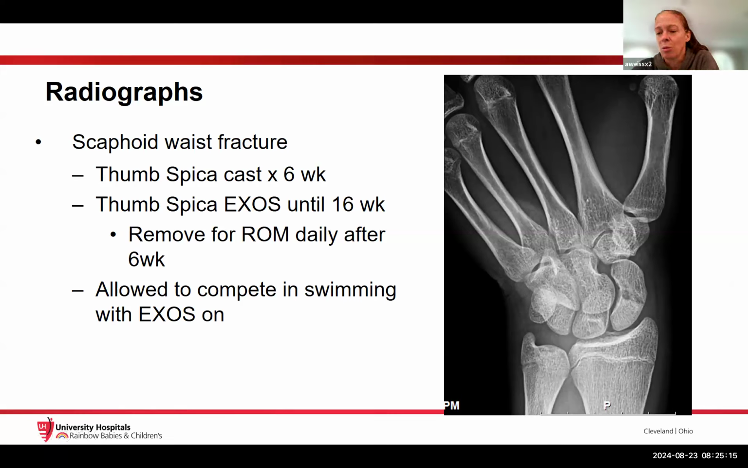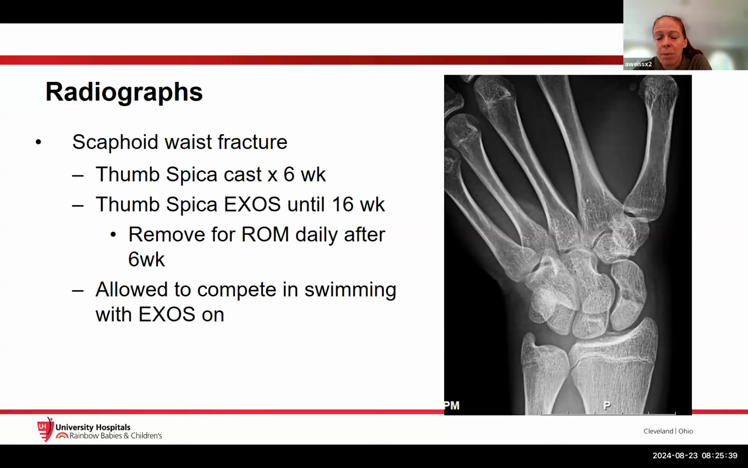And that was because he was 4 weeks out. So sometimes with the fresh scaphoid waist fractures, if they come in right away, sometimes we'll just do a cast to start with for a month and then switch them to the Exos. Which was interesting, the hand surgeon recommended that we make sure he was taking the Exos off for some range of motion, no weight bearing on the wrist, but range of motion exercises daily.